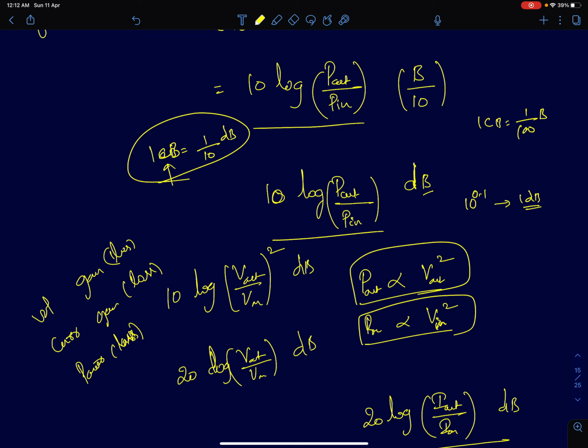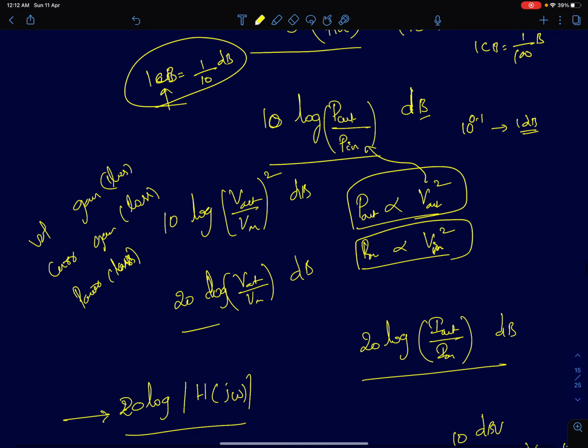We can replace P out by P in with V out square by V in square. So then we will get 20 log of V out by V in. So if the ratio is for voltages, we take 20 log. That follows from this. We start with 10 log for power and substitute power as voltage square. We get 20 log for voltage quantities. So the most important thing here to understand is decibel is always a ratio quantity. It's a relative quantity. It's the ratio of two quantities.